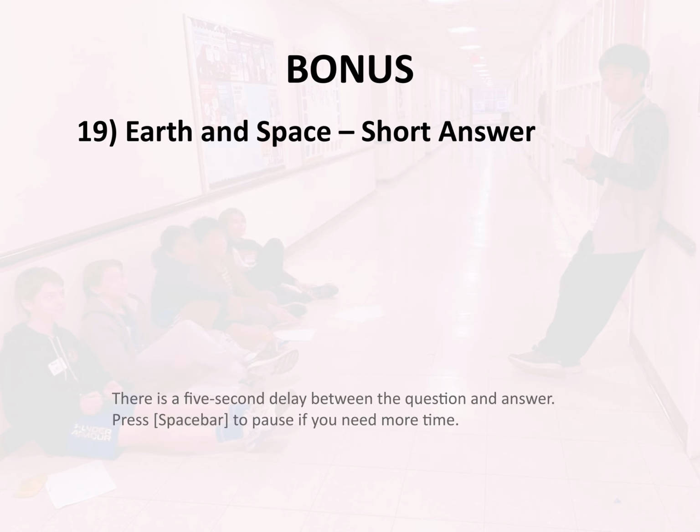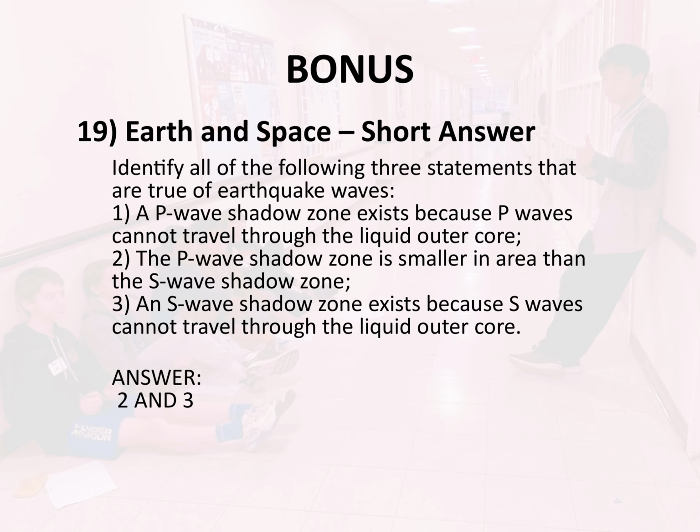Bonus 19. Earth and space, short answer. Identify all of the following 3 statements that are true of earthquake waves. 1. A P-wave shadow zone exists because P-waves cannot travel through the liquid outer core. 2. The P-wave shadow zone is smaller in area than the S-wave shadow zone. 3. An S-wave shadow zone exists because S-waves cannot travel through the liquid outer core. Answer, 2 and 3.